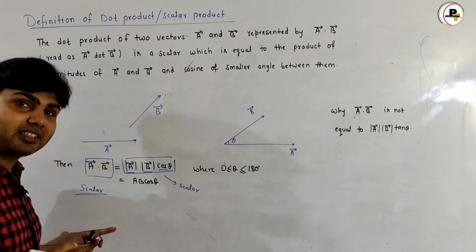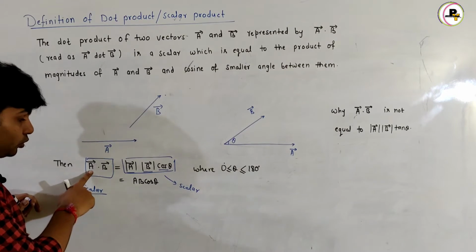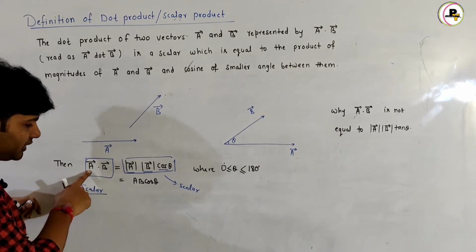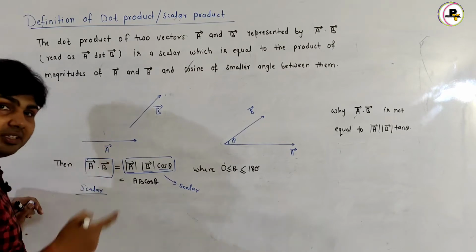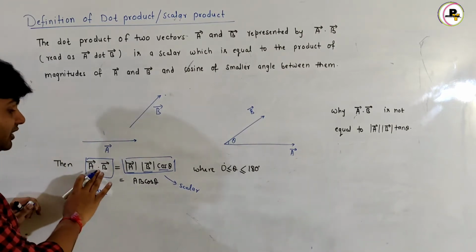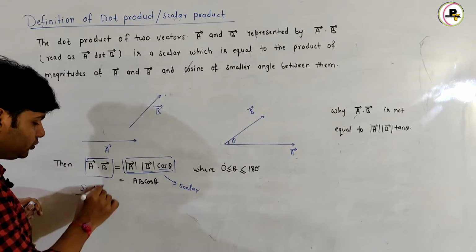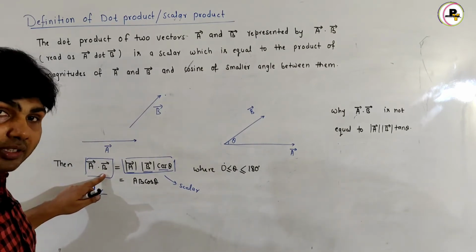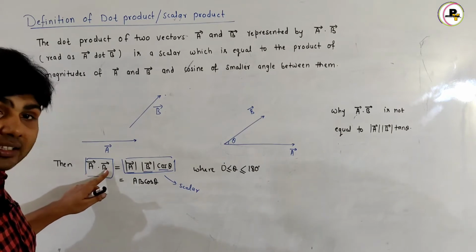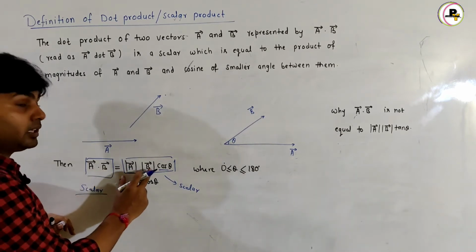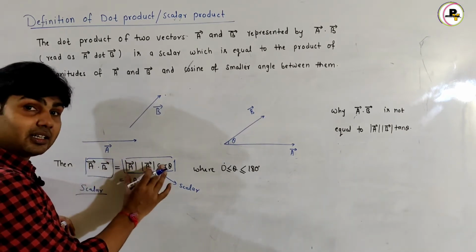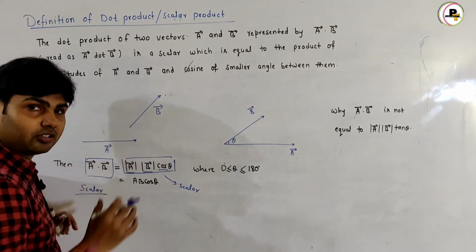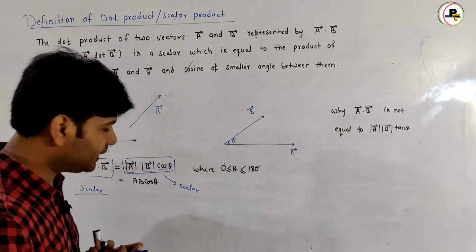It is not a vector value, even though A and B both are vector quantities. Vector A is a vector quantity, vector B is a vector quantity, but after the dot product the resultant value is a scalar. So vector A and vector B both are vector quantities, but A dot B is a scalar. Why? Because the right hand side is a scalar value, because mod of vector A, mod of vector B and cos theta, all the terms are scalar.